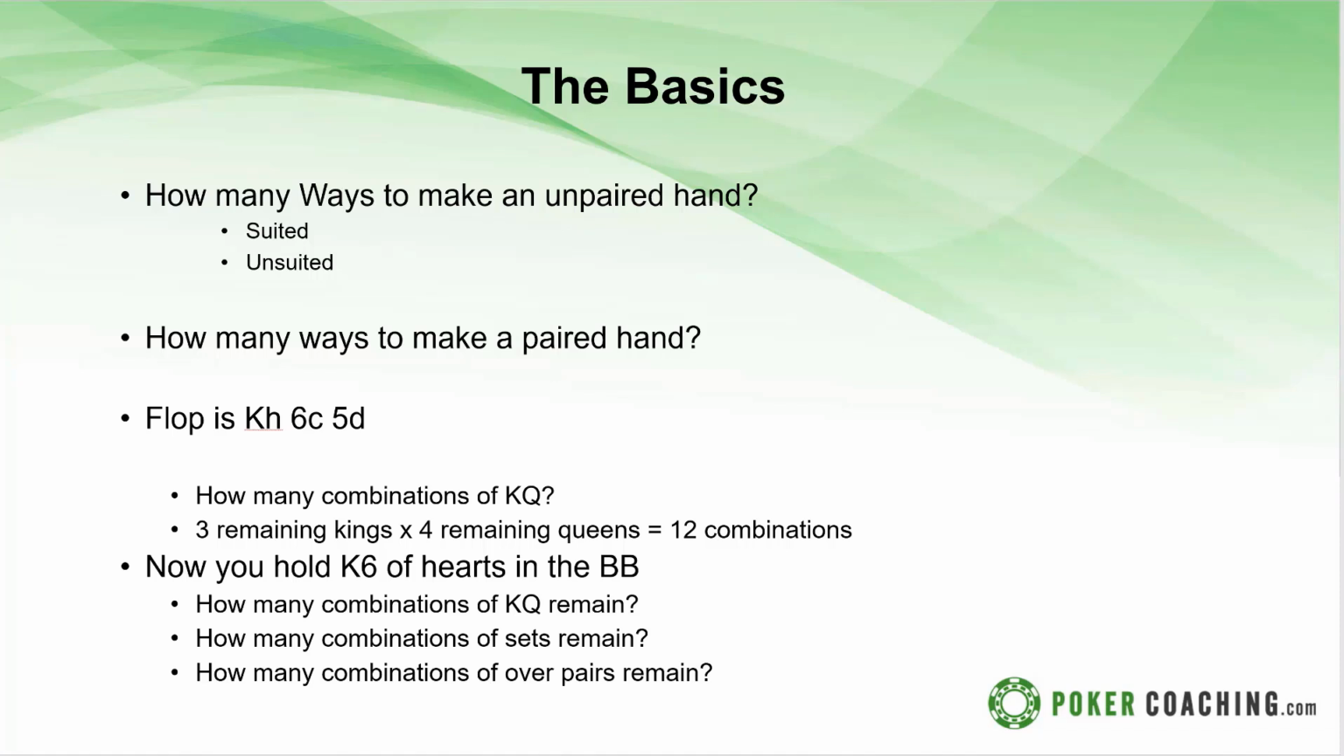Okay, I see some 16, 12 offsuit, 4 suited. Correct. A lot of you are saying 16. This is correct. There are 16 ways to be dealt any unpaired hand. You can have 12 combinations of the offsuit variety and 4 combinations of the suited variety.